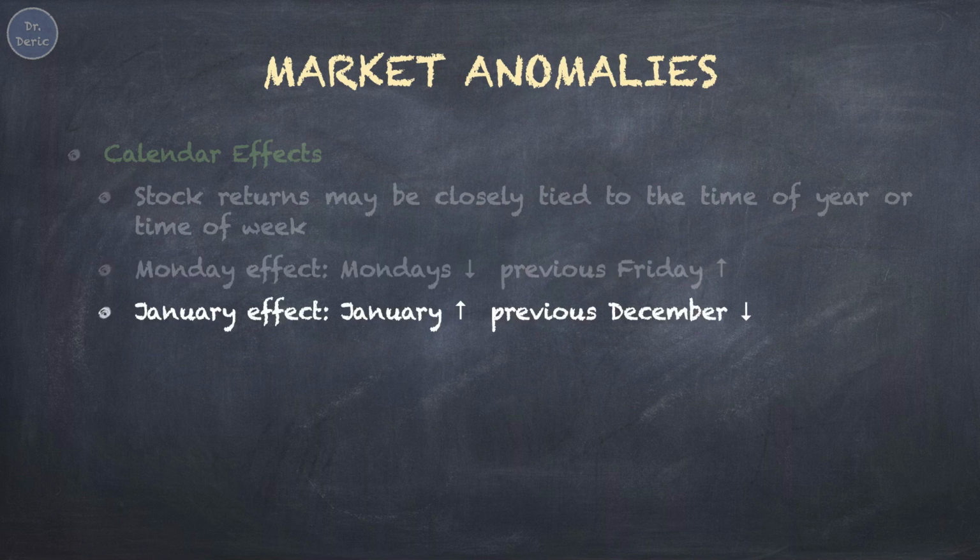Another example is January effect. The January effect is an observed phenomenon where stock prices tend to rise significantly in the month of January following a decline in previous December. There are various theories behind the January effect. One theory suggests that investors sell stocks in December for tax-related reasons, leading to a decline in prices. Then in January they reinvest, causing prices to rise.